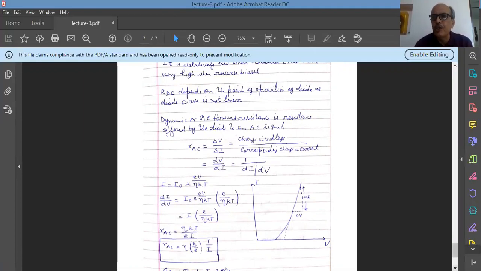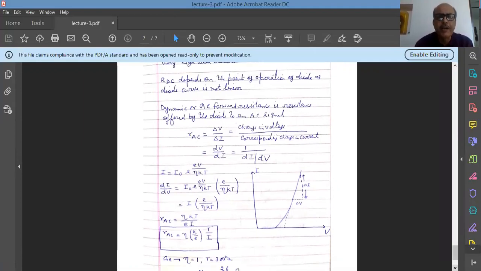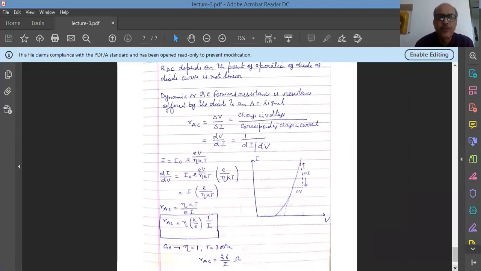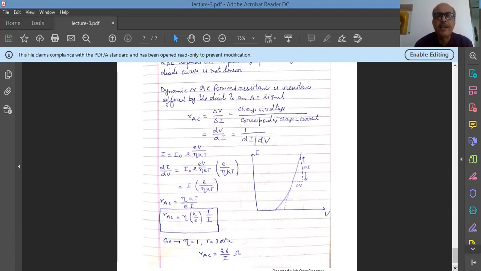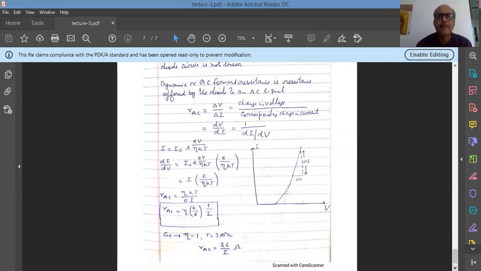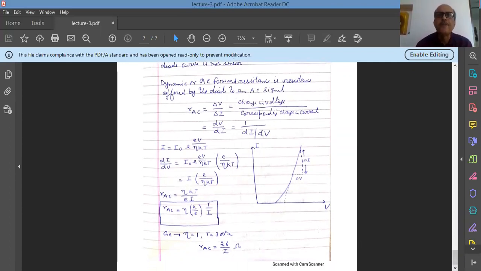K upon q, the ratio of Boltzmann constant to the electronic charge, is a constant quantity. So it depends upon the value of the current and the temperature. For germanium, the value of eta is 1. For silicon, normally we take it as 2. So if we take the value of eta as 1 and temperature as usual 27 degrees centigrade, then RAC comes out to be 26 upon I. You will have to solve some problems based on these two formulas to find out the forward AC and DC resistance of a diode.